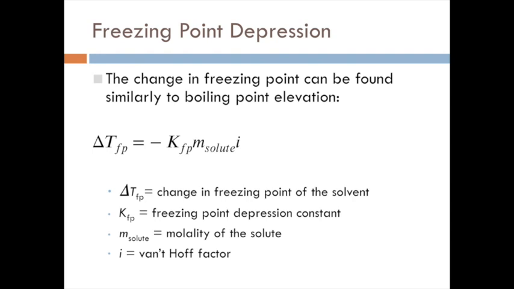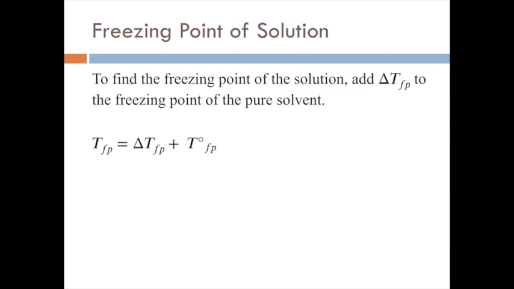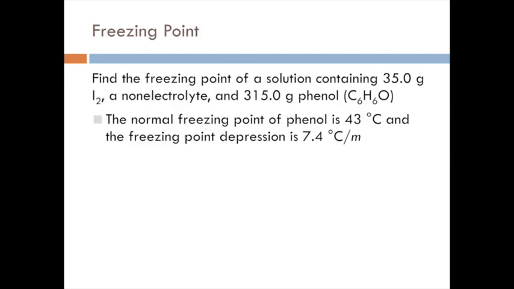Okay, so we're going to do a new one for the freezing point. And then once we find the delta TF, we can add that to the freezing point of the pure solvent to find the freezing point of the solution. Okay, so it says find the freezing point of a solution containing 35 grams of iodine, a non-electrolyte, so again, very important, and 315 grams of phenol.